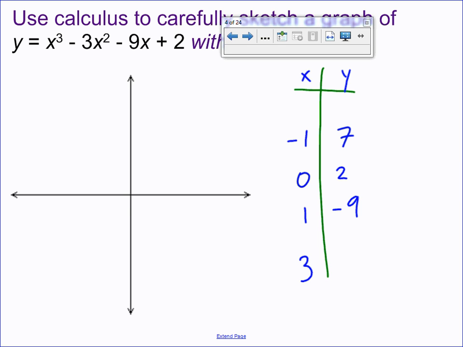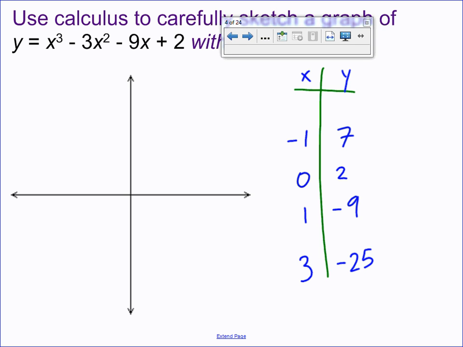Good. And lastly, let's do 3. So 3 into my original: 3 cubed is 27. Minus 3 times 9 is 27, is 0. Minus 9 is negative 27. Plus 2 is negative 25. So I'm getting 3 comma negative 25. Raise your hand if you also got that. Anybody else get that? Some confirmation, good?